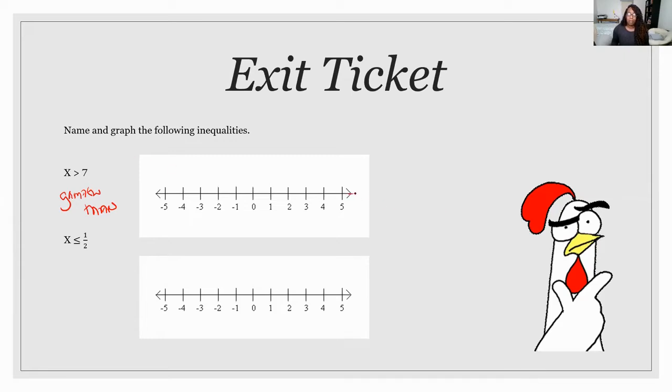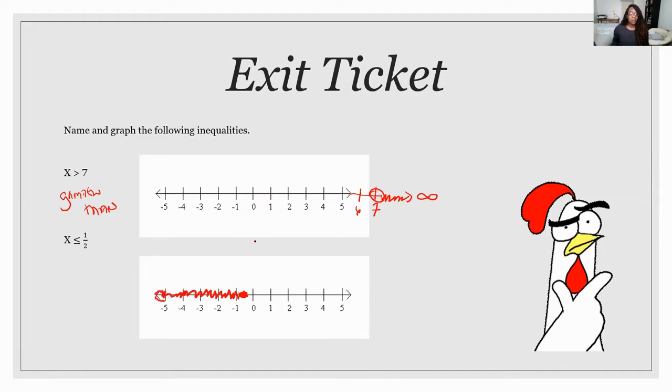Weird thing, my graph only went up to 5. If anything, we should have it going up to 7, so this should be 6 and that should be 7. It should be an open circle, shading to the right all the way to positive infinity. For x is less than or equal to 1/2, remember 1/2 is between 0 and 1. We have a closed dot right here because it's including that number, since it's equal to. And since it says less than, I shade everything to the left.